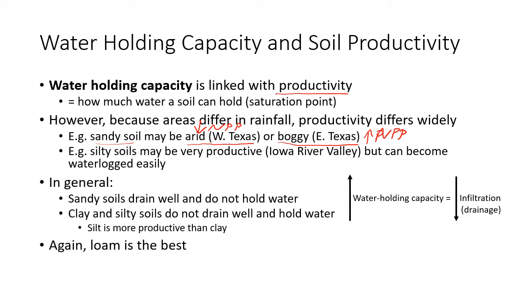Okay. So in general, we're going to say that sandy soils drain very well and don't hold water. Clay and silty soils drain well and hold water. Silt is more productive than clay because clay tends to compact, and if it does compact, it's not going to absorb that water. But again, loam is the best.